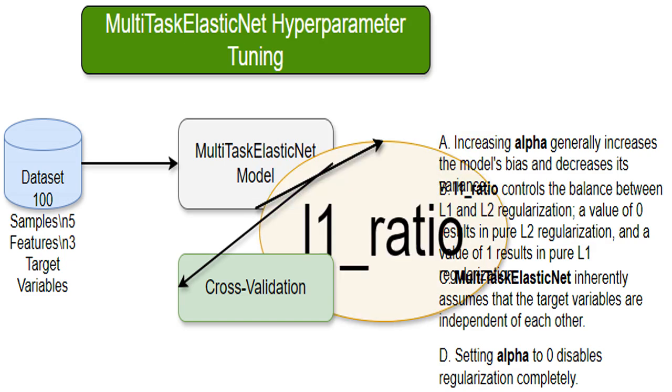The L1 ratio hyperparameter determines the balance between 2 types of regularization: L1, lasso, and L2, ridge. Imagine it as a mixing knob. At one extreme, L1 ratio equals 0. You have pure L2 regularization. At the other, L1 ratio equals 1. You have pure L1 regularization. And in between, you have a mix of both.